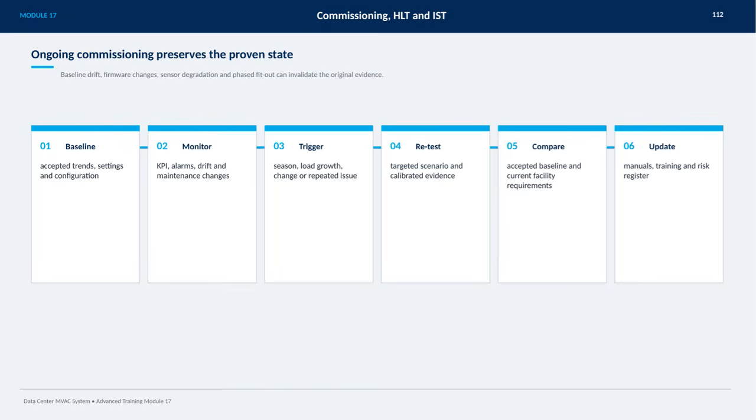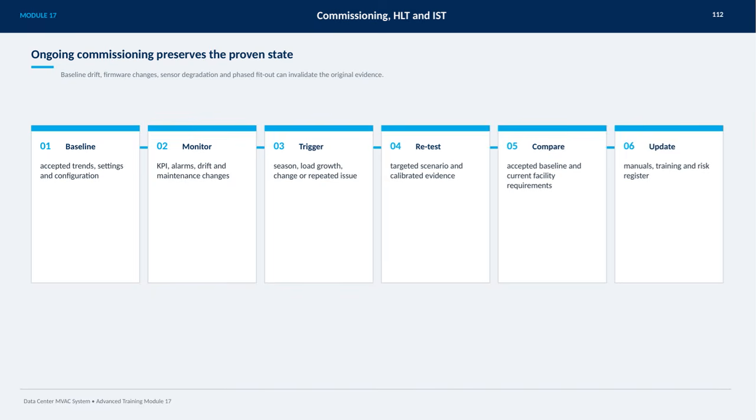Over time, baseline drift, firmware changes, sensor degradation, and phased fit-out can all cause the original commissioning evidence to become invalid. To manage this, we start with an accepted baseline, which includes trends, settings, and configurations. Then, we continuously monitor key performance indicators, alarms, drift, and maintenance changes to catch any variations early.